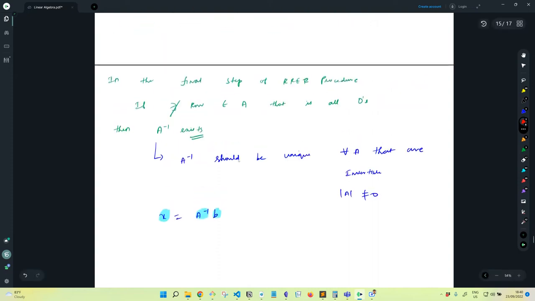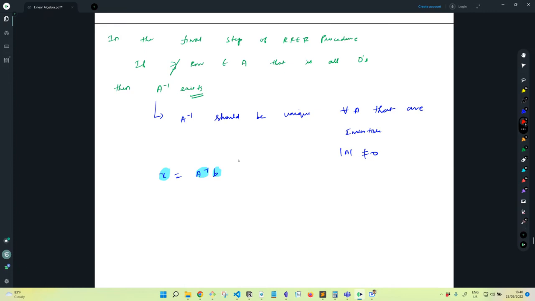Is X also unique? Yes, sir. Exactly. Very unique solution. Right. So then I can further refine this statement. In the final step of the RREF procedure, if there exists no row in the A part, forget about the B part, if there exists no row in the A part that is all zeros, then A inverse exists and solution X is unique. Solution X is unique.